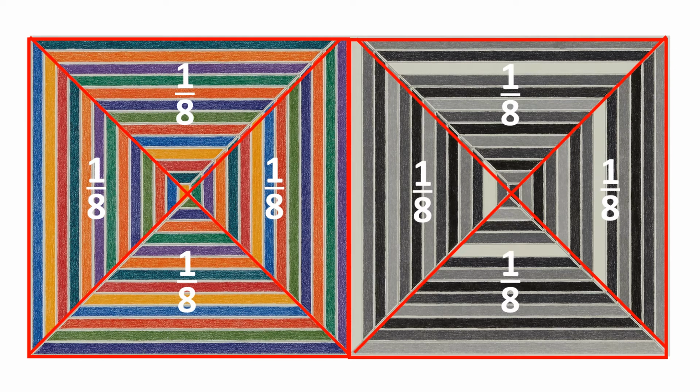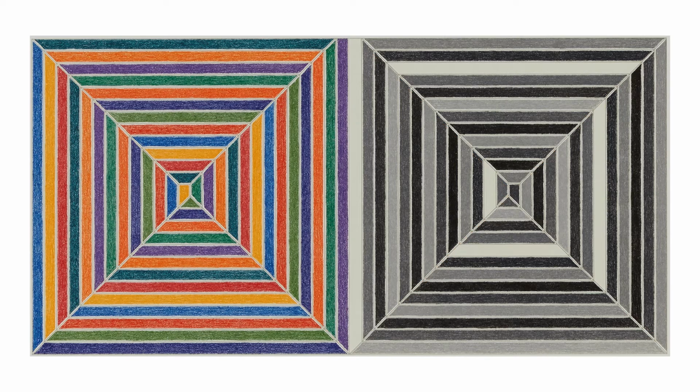One triangular section in the picture is 1 over 8. One square would be 4 over 8. There are 4 triangular sections in each of the squares that make up our painting.